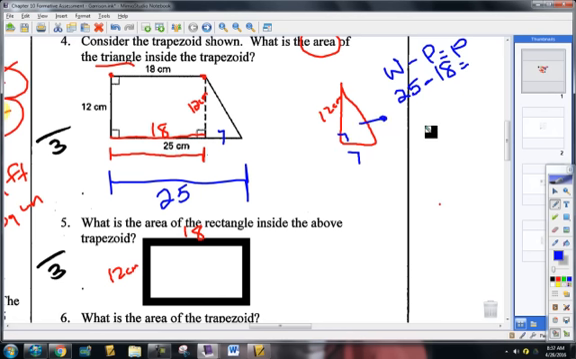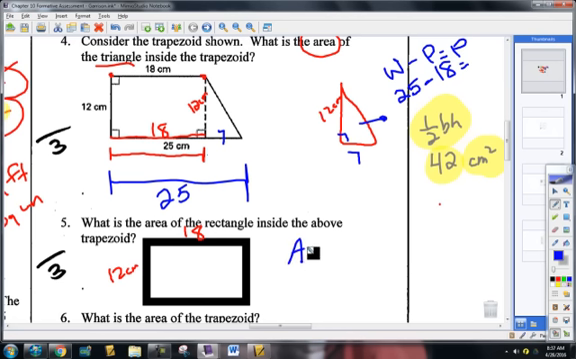So 3 points, 1/2 base times height. And then that's going to be 1/2 times 12 times 7, which is going to give me 42 centimeters squared. So for number 4, you had to have the formula, the answer, and centimeters squared. You had to have those 3 points. Everybody got that? Now we'll go on to the rectangle.